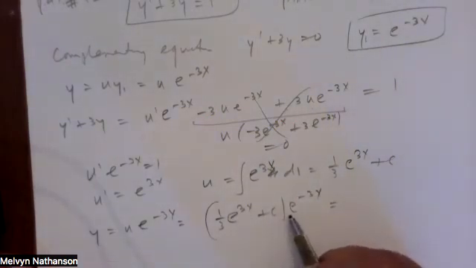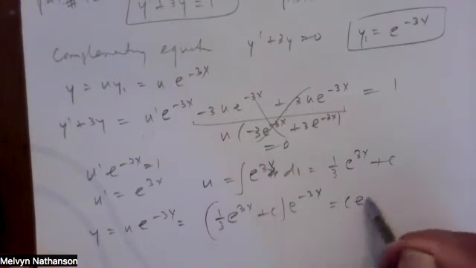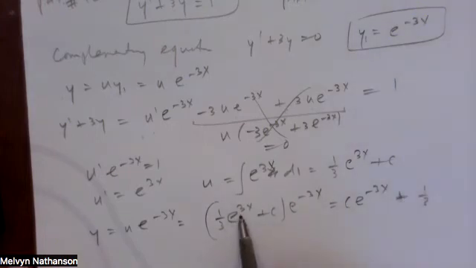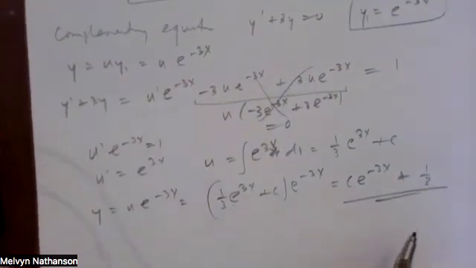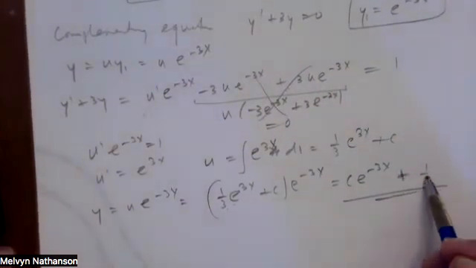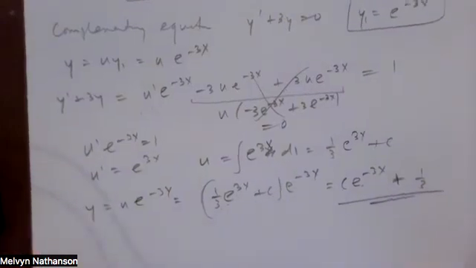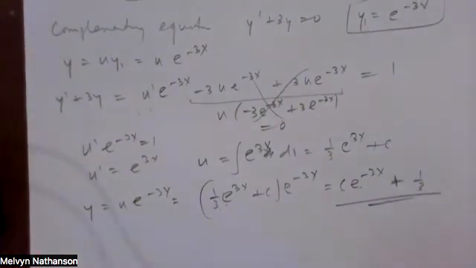That's equal to c e to the minus 3x plus a third e to the 3x times e to the minus 3x. That's just 1. This is y. That's the general solution. Right? And this 1/3 is critical. It's c times this plus a third. So I claim this is the general solution to the non-homogeneous equation. Let's just check.